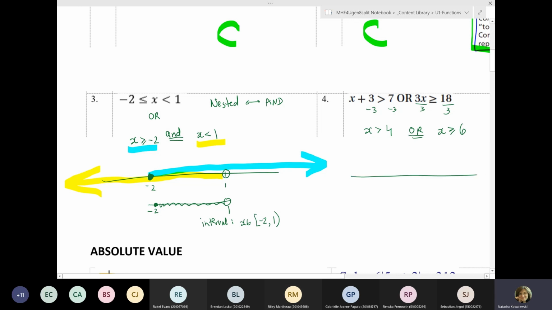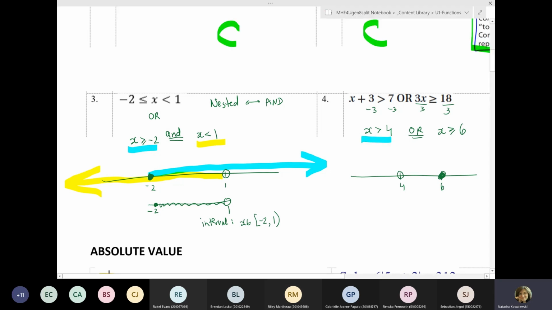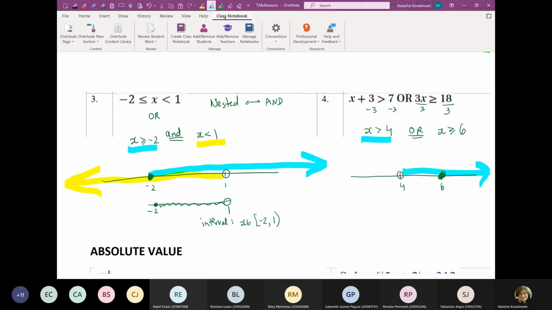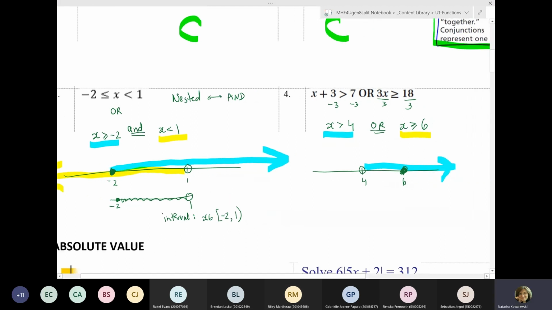All right, draw them. 4 goes first because it's lower than 6. Don't shade 4 in, but do shade 6 in. And just like before, I'm going to use some colors just so you can see what's what. This one's going to be my blue. Everything bigger than that one goes all the way up to infinity. And then the yellow one, it is from 6 and also all the way up to infinity.